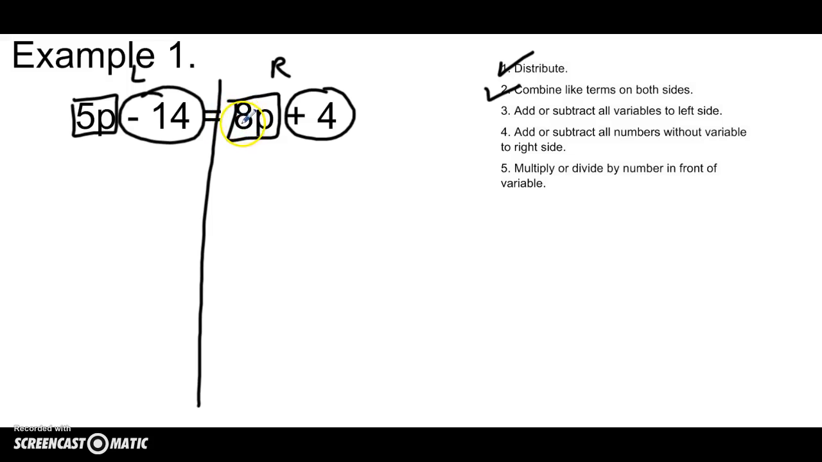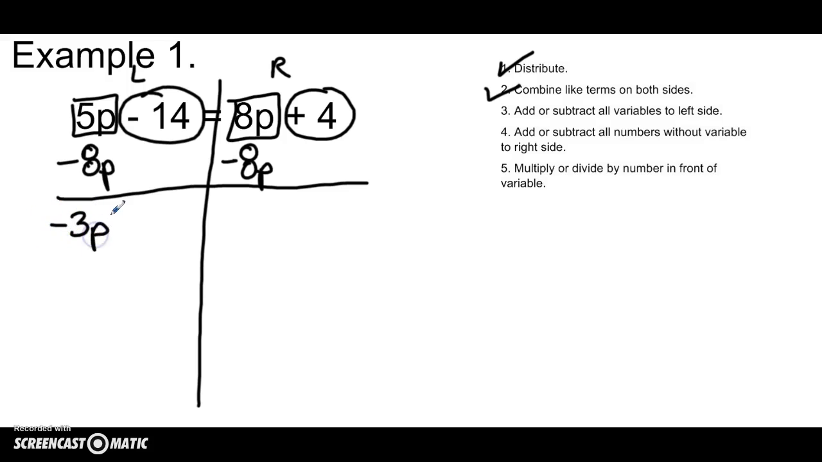In order to do that, I'm going to ask myself, how do I undo a positive 8p? And the answer to that is to subtract 8p from both sides. When we do that, we want to be very, very careful that we only subtract the 8p from our 5p. I cannot do negative 14 minus 8p because those two are not like terms. What I can do is 5p minus 8p, and I get a negative 3p.